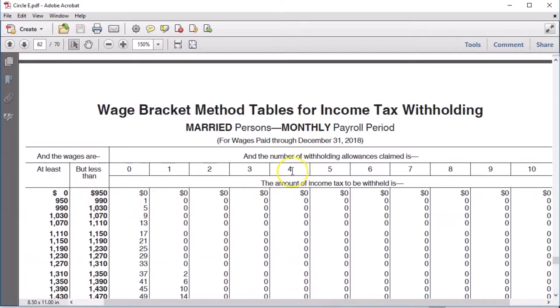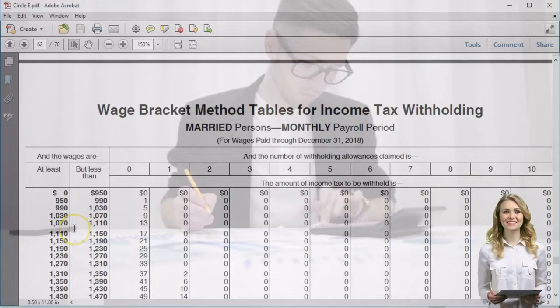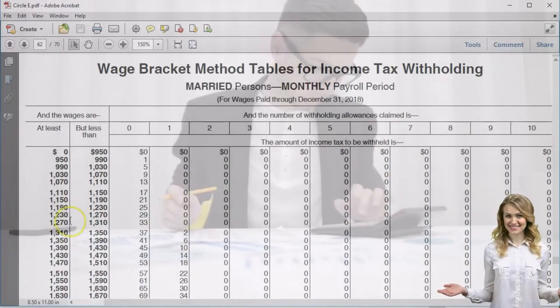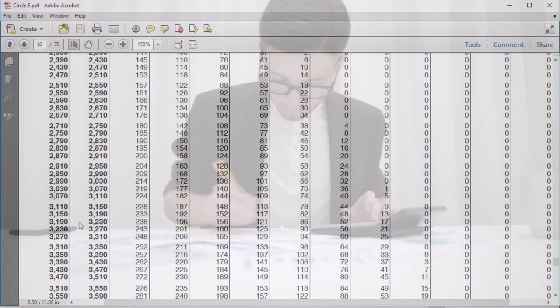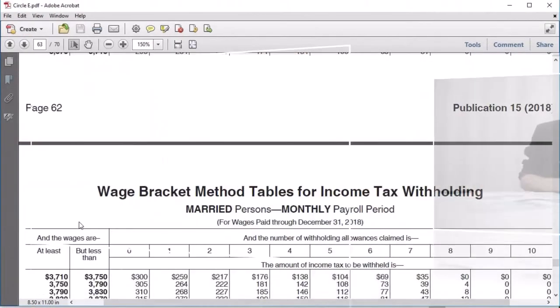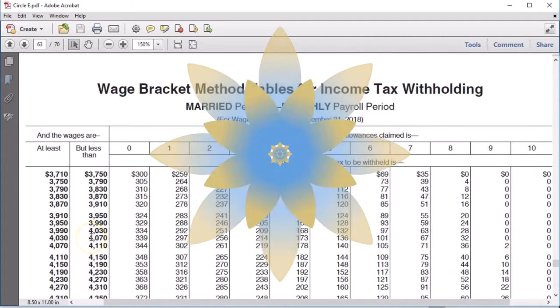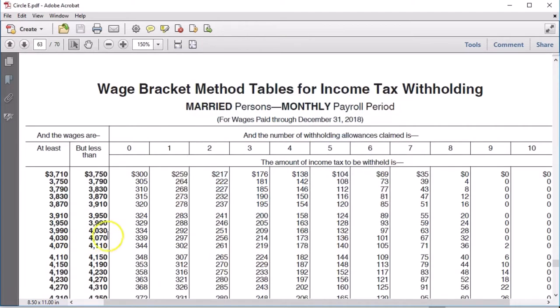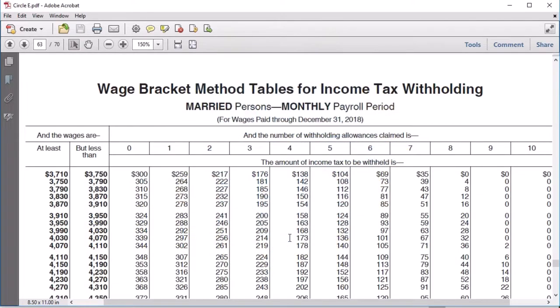So we want to be in this column. That's the number we're going to pick up. And we're picking up a range of 4,062. So it's got to be between these two numbers. If I scroll all the way down, we start picking up 4,000. So here we are, 4,030 to 4,070. So 4,062 is in between there. So I'm going to scroll over to four allowances, and that will give us this number of the 173. So that's what we'll use. That's how we're going to use these tables.